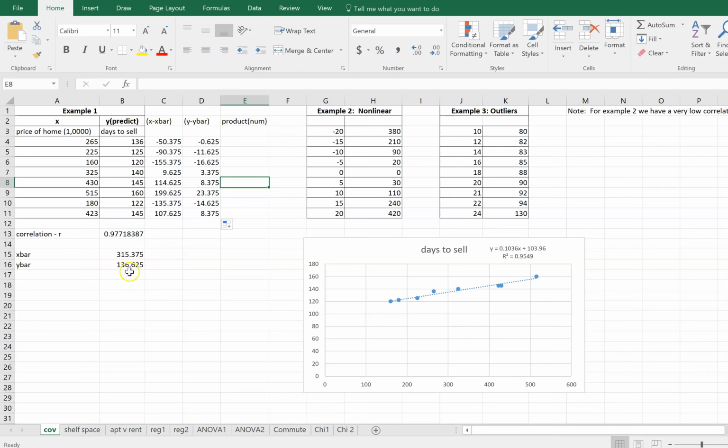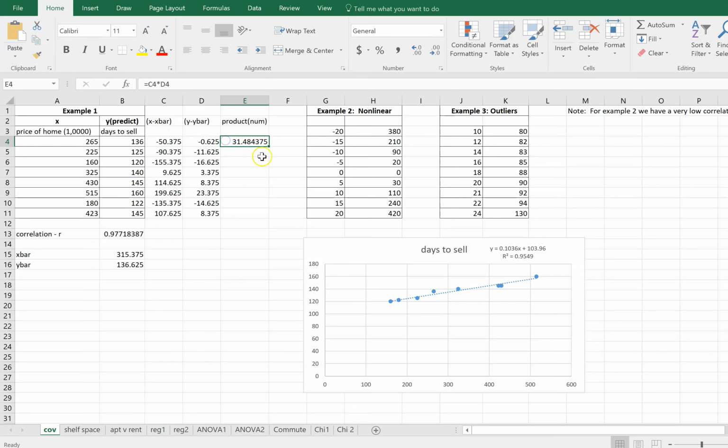If I could plot it, the point 315, 136 would be the average point in my graph. And I'm trying to find the distance each x and each y is away from this average point. Once I've done that, I'm going to look at its product, because if I don't, I get zeros and that's not useful. So I look at its product to kind of get a weighted average distance in some respects.